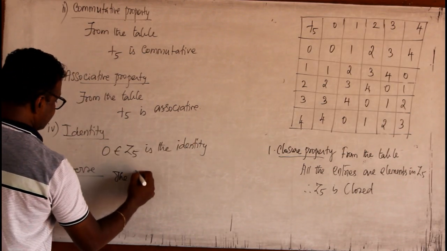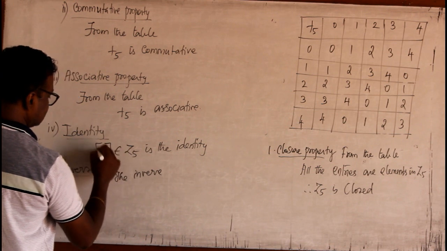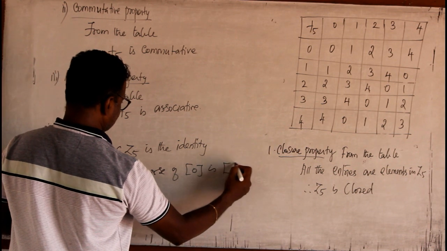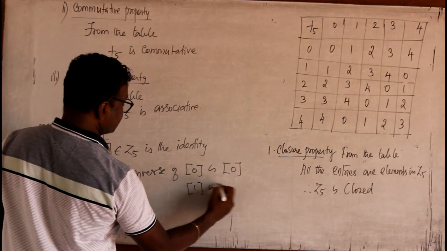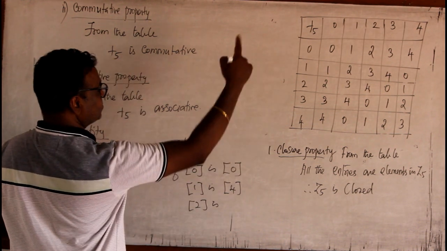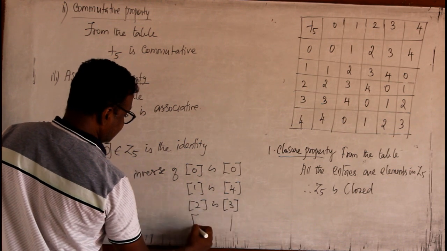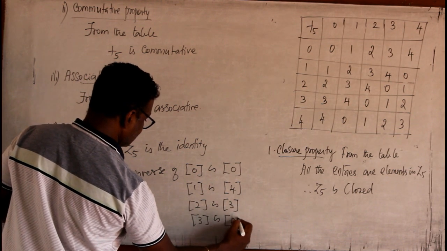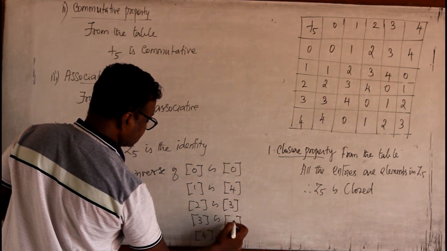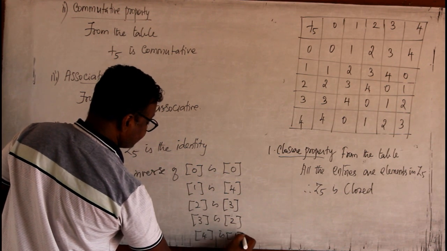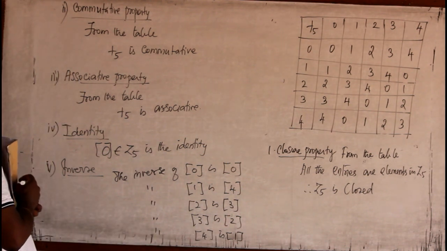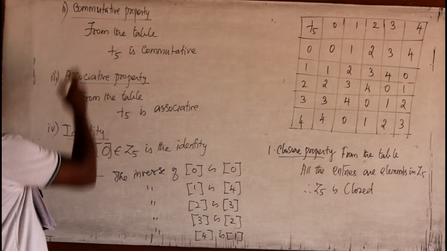So the inverse of 0 is 0. Inverse of 1 is 4. The inverse of 2 is 3. The inverse of 3 is 2. And inverse of 4 is 1. That's all. We did all this part. So the very easiest problem. Just if you know the operation, you can write the remaining as it is.